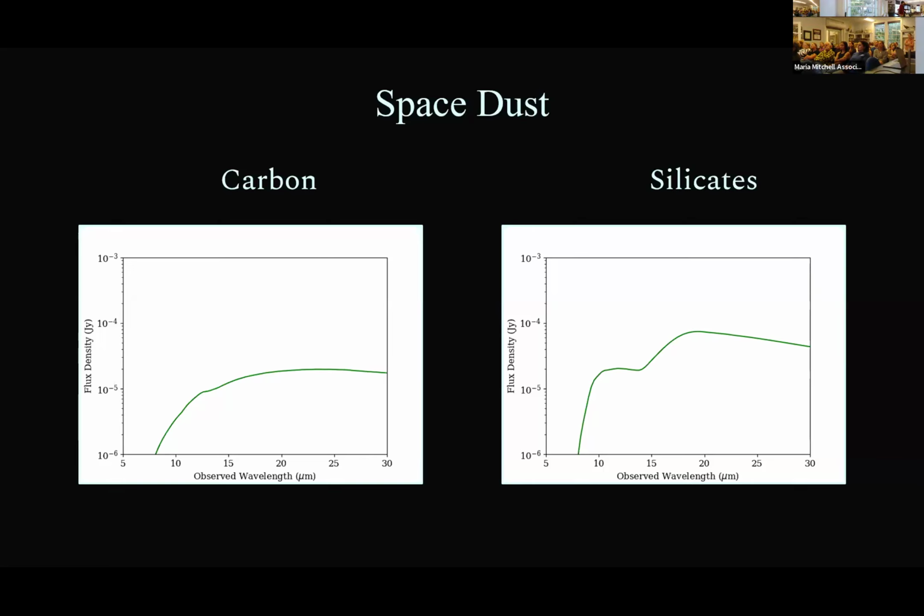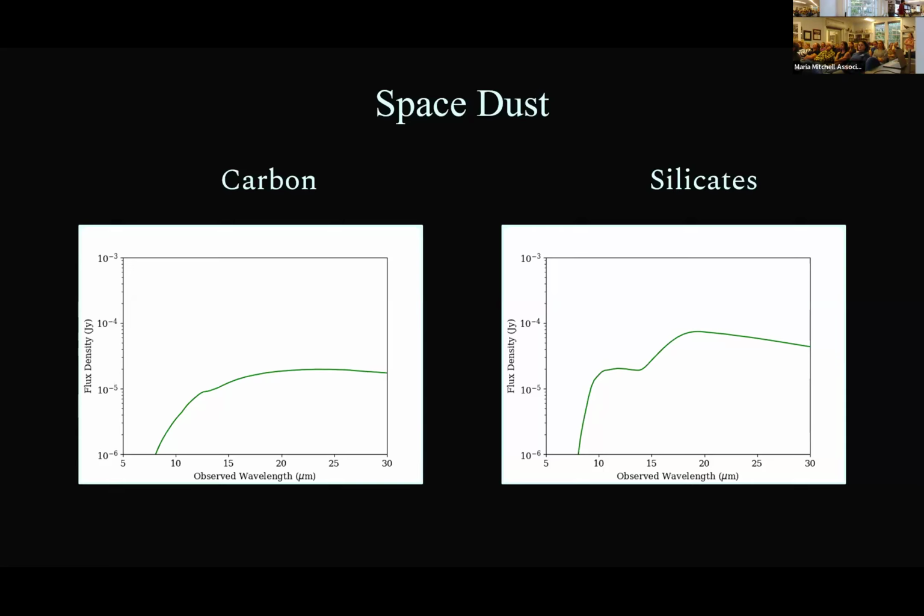These graphs have wavelength here on the x-axis and then flux density on the y-axis. You can think of flux density as the amount of light that the dust is putting out at a certain wavelength. We don't have to look in every color to know what chemical we're looking at. We can focus on specific wavelengths with specific telescopes.